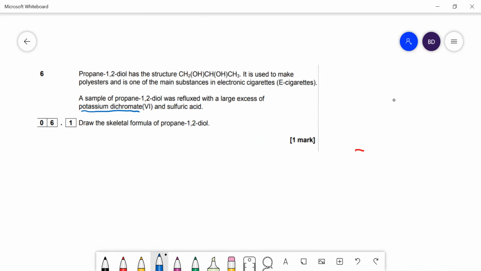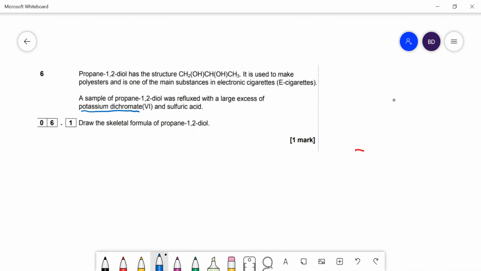Right. Now it's going, but just before we answer question 6.1, we remind ourselves that when you oxidize a primary alcohol, you go to an aldehyde, and then if there's a large excess of oxidizing agent, it will go to a carboxylic acid. And the secondary alcohol, well, you'll oxidize that to a ketone.